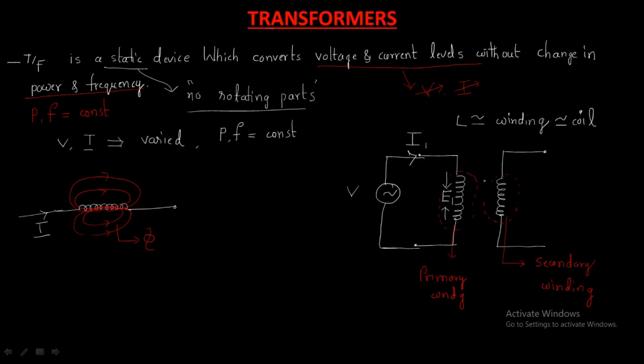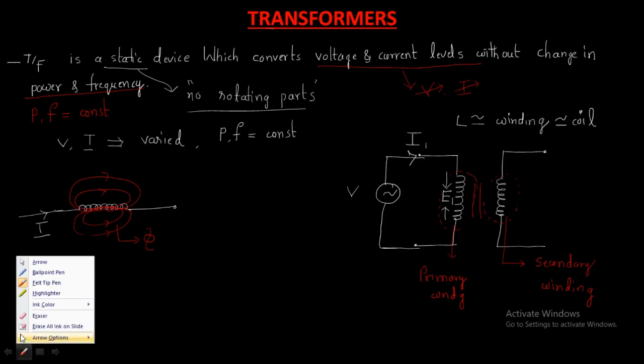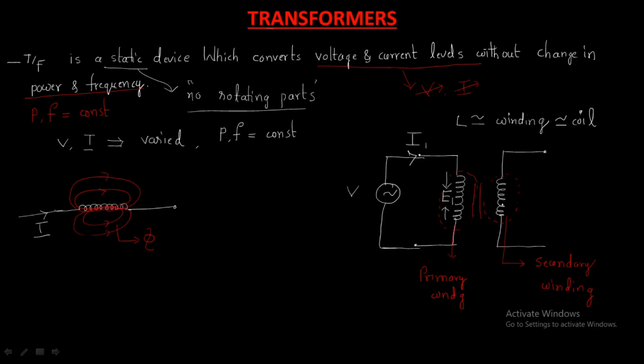The produced flux travels to the other inductor by the principle of mutual induction. That's why the inductors are represented with these two lines, which represent mutual induction. The flux will again enter into the secondary winding. Whenever the flux lines enter into the secondary winding, an EMF is again induced. This EMF is called E2, the induced EMF.